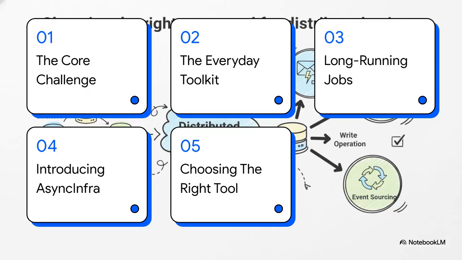So here's our game plan for today. We're going to start with the core problem, then take a look at the standard tools we all use every day. After that, we'll see where those tools kind of hit a wall. And that's when we'll bring in the heavy-duty solution, Async Infra. Finally, we'll put it all together into a clear framework for knowing when to use each one.